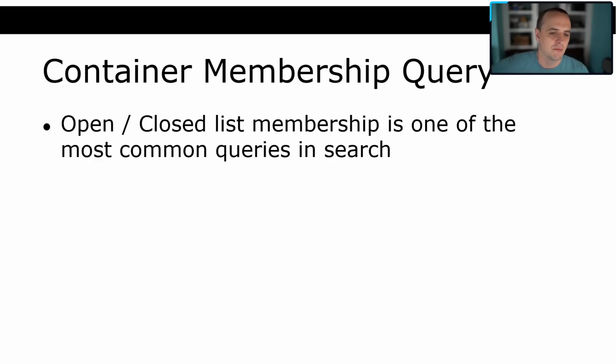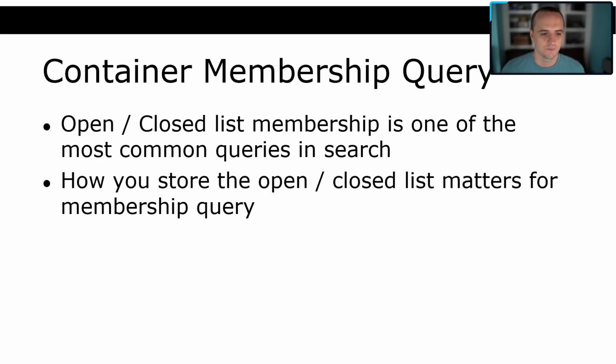So for container membership queries, that's something that hash functions are often used for. The open and closed lists in your assignment, the membership in the closed list is one of the most common queries in search, right? We're going to keep a list of things that have a property, and the property here is that they're in the open or closed list. So how you store the open and closed lists matters for membership queries.